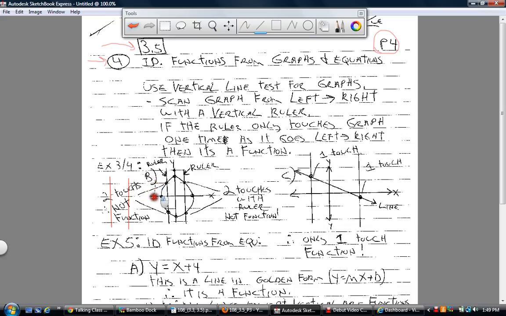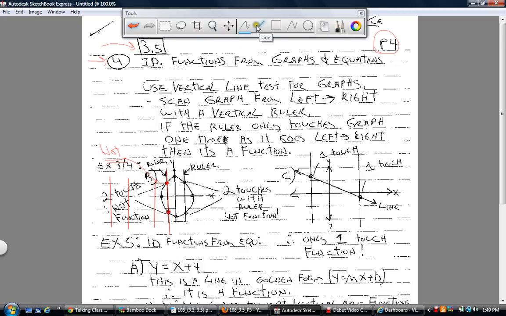Even if I come up to here, I have not touched the graph. All of a sudden, when I come in a little bit, bingo. How many times did I touch the graph? Let me come back here. I touched it twice. Two ordered pairs are represented, or even if you don't know what the exact numbers are, the ordered pairs are stacked vertically. Therefore, this is not a function. Once you fail it once, you're done.